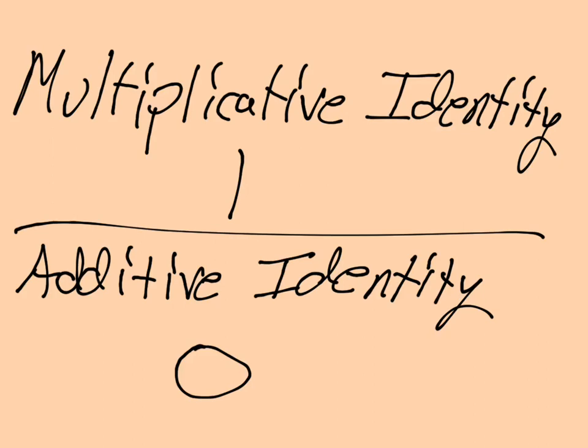And the additive identity is we can always add that number and start with any number, add the additive identity, and end up with the same original number. That's what identities are.